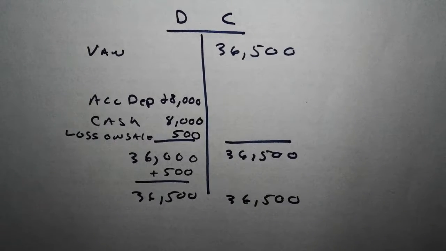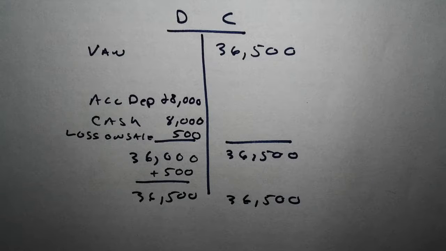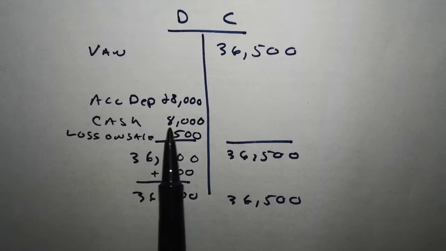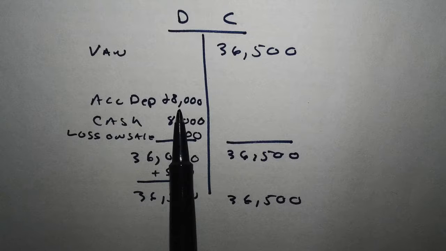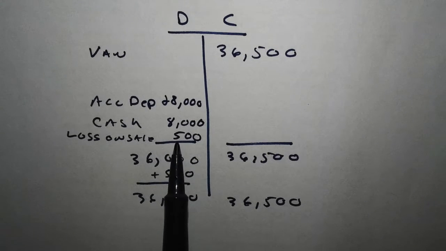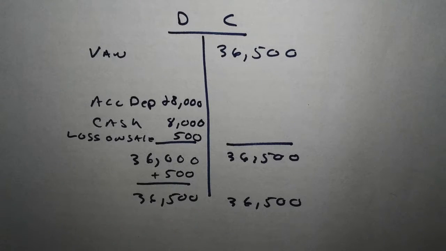Okay, so we'll make that. And again, the way I'm doing this is the way I usually do it. You might have your own strategy for this, but at the end of it all, what happens is we have a credit to van for 36,500. We have accumulated depreciation debit for 28,000. We have a cash debit for 8,000. We have a loss on sale for 500, and that's the accounting for this sale.